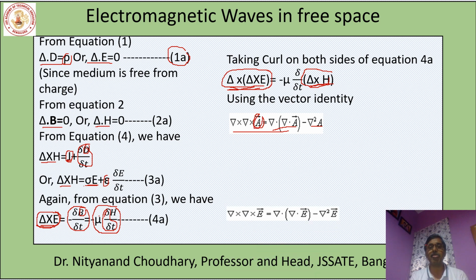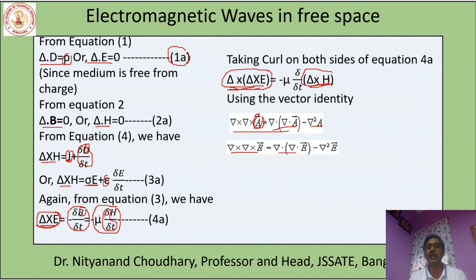So let's write down. Del cross del cross E is equal to what I can write: del dot E minus del square E. So I have transformed this identity into this, that is, A I have replaced with E. So naturally this identity is equal to this much. So let's substitute that value.